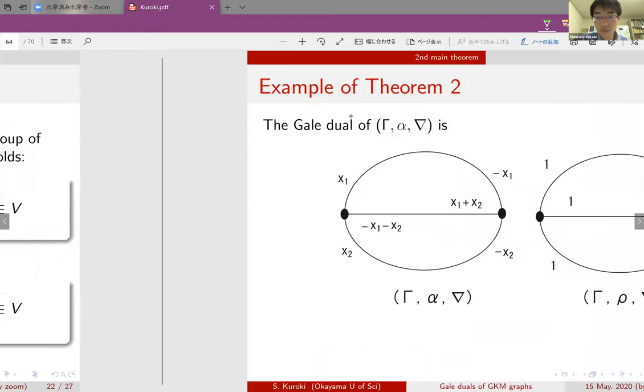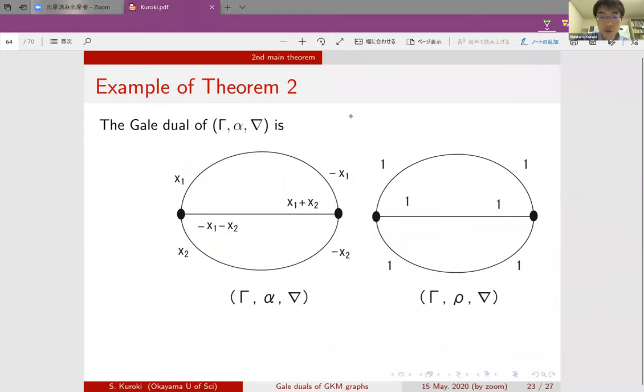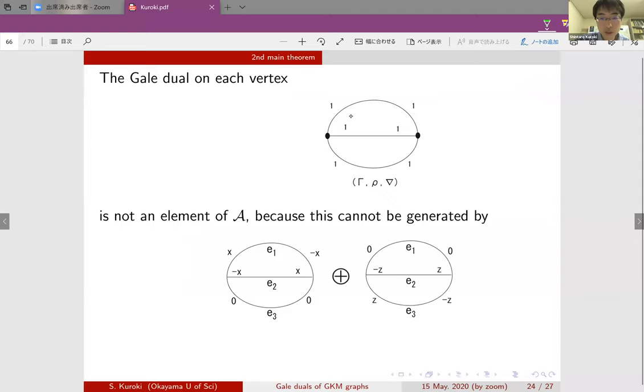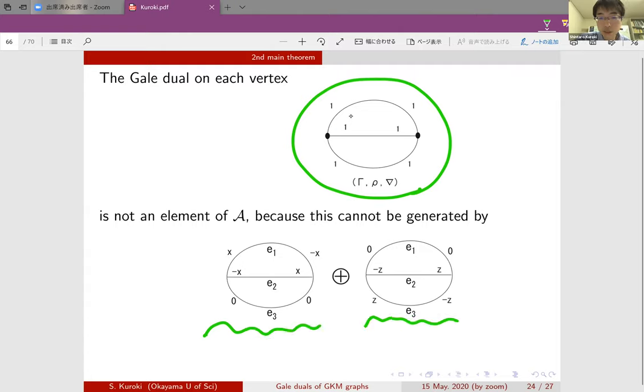Let me show you an example. The Gale dual of this GKM graph is easy to compute, and it is this one. Actually, this Gale dual is not an element of the group of axial functions, because this element is not generated by these two elements. Maybe you can easily check that. If these two elements generate this one, then x1 must be one, and then this is minus one. Then this minus c2 must be two, but in this case c2 must be minus two. So it's never equal to 1, 1, 1.